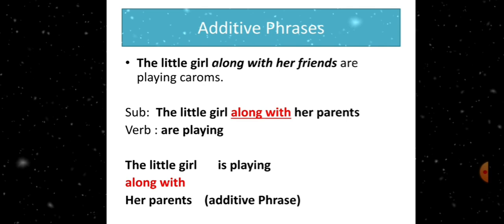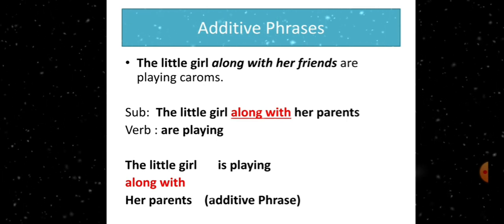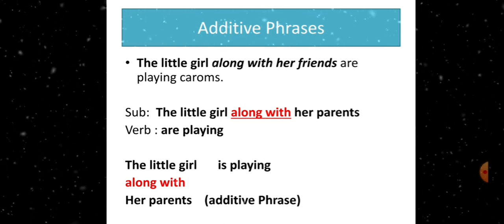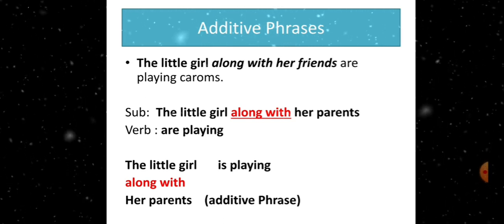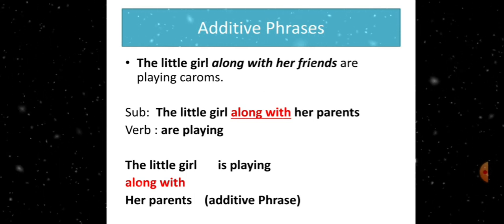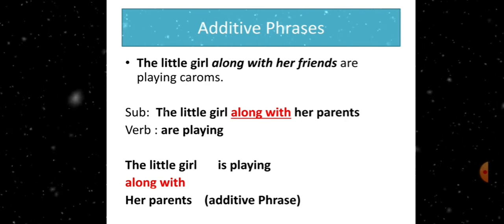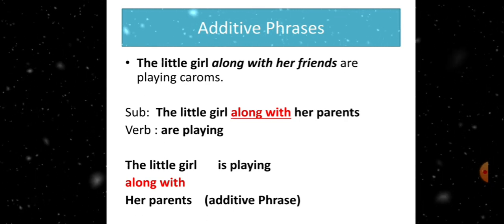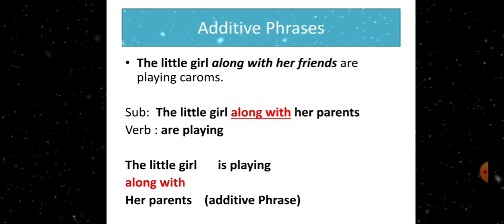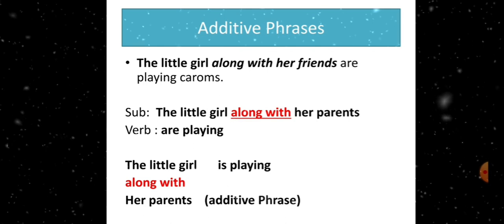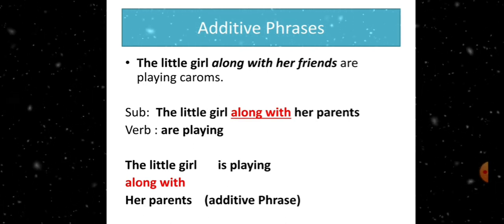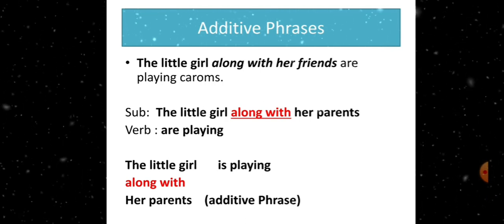But you can keep this part, along with her parents, in between the subject and verb. It is always kept in between the subject and verb to confuse you, because you think parents is plural. Okay, parents are playing, the statement is fine. No, it's wrong. It should be the little girl is playing along with her parents, or the little girl along with her parents is playing. Remember, additive phrases are those parts which come in between the subject and the verb, and these parts are given between the subject and the verb to confuse you.